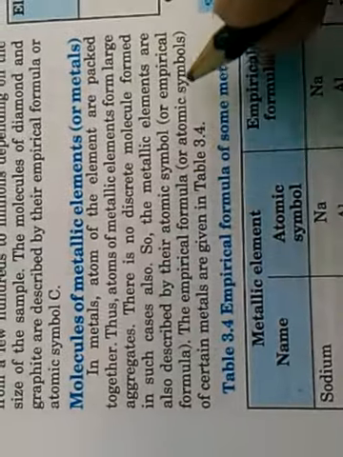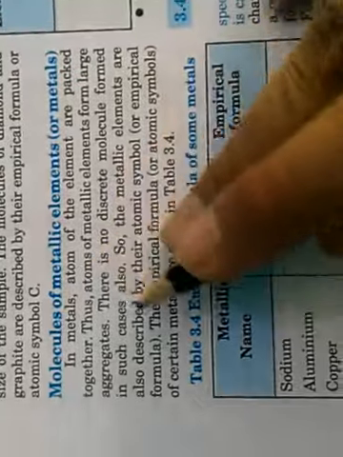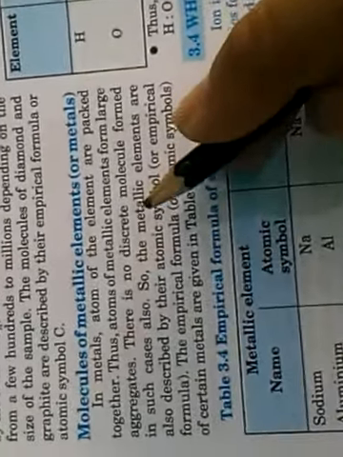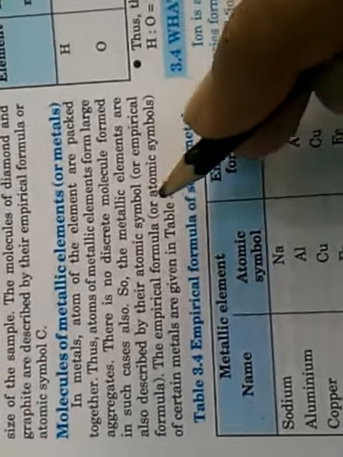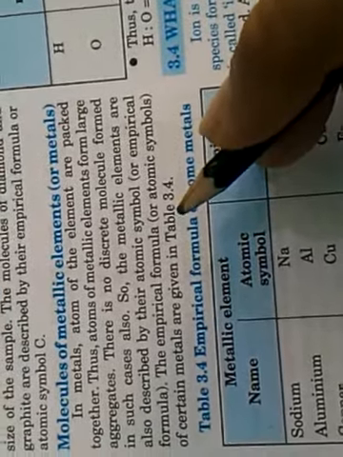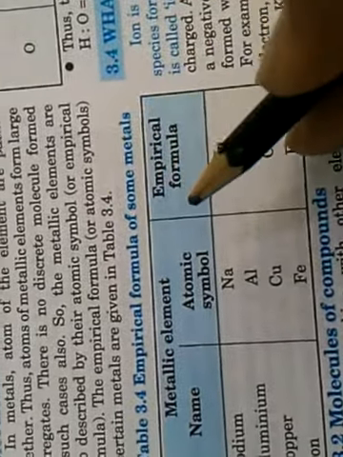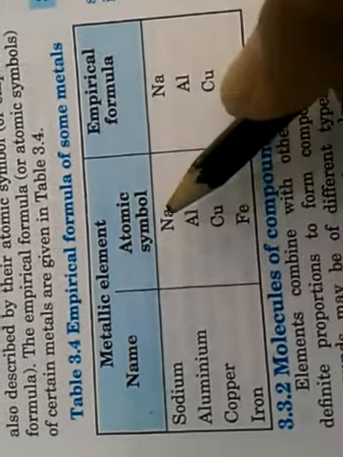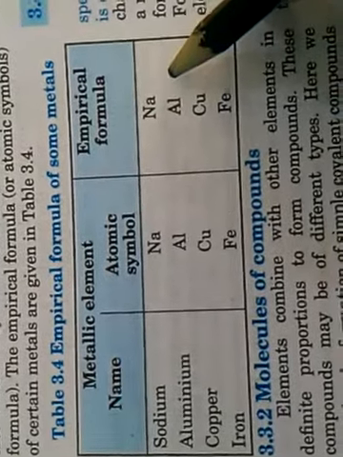The empirical formula or atomic symbol of certain metals is given in table 3.4. Because they also have a large number of atoms in a single aggregation, we do not write their molecular formula, because it would be difficult to count all the atoms. So we write their stoichiometric or empirical formula only. For example, sodium is Na, because it has a large number of atoms. Aluminium is a metal, Al, because it also has a large number of atoms.